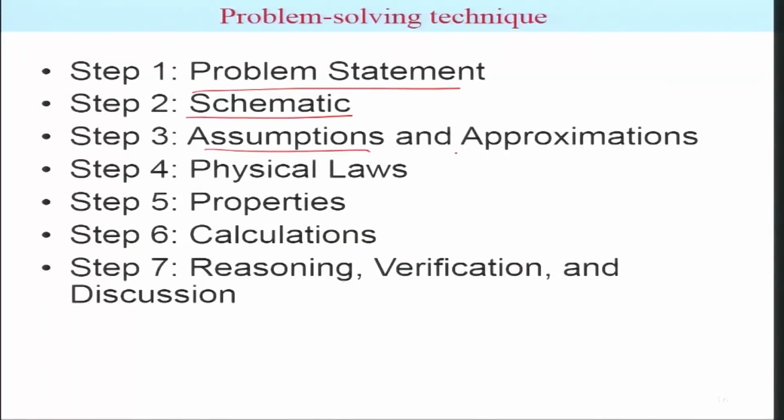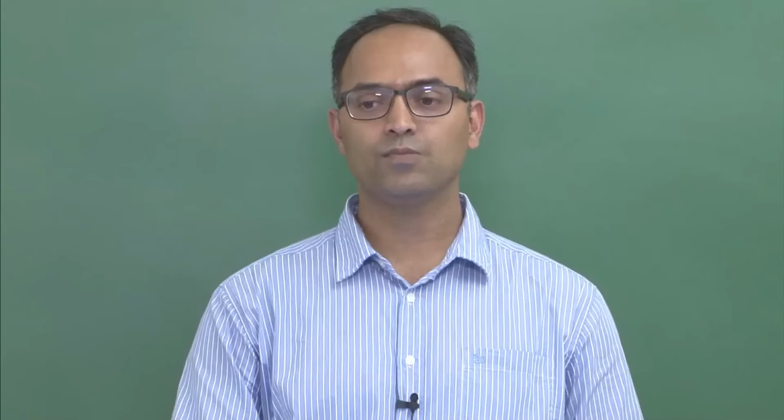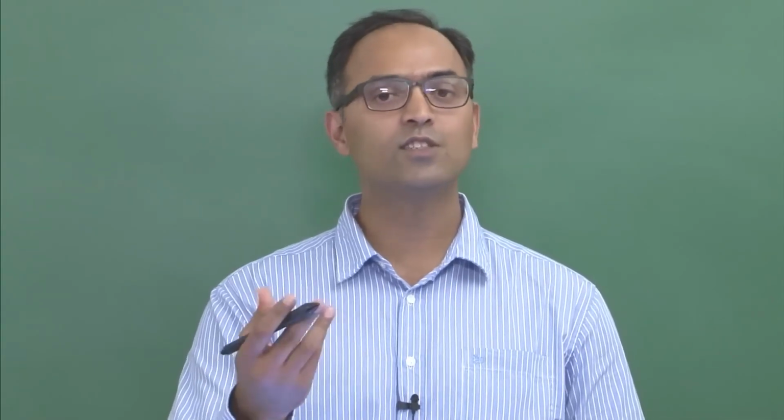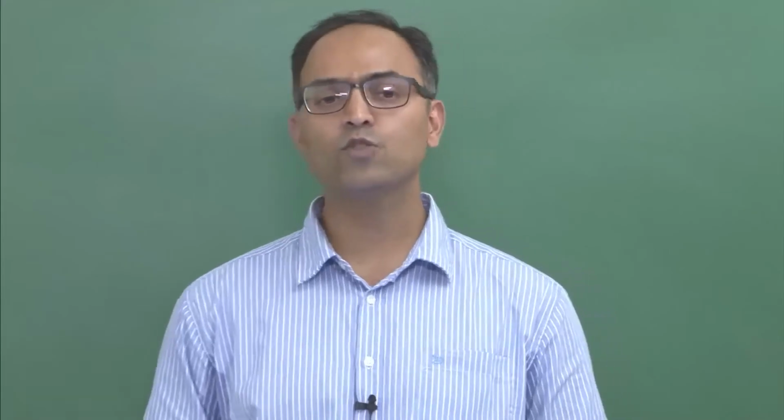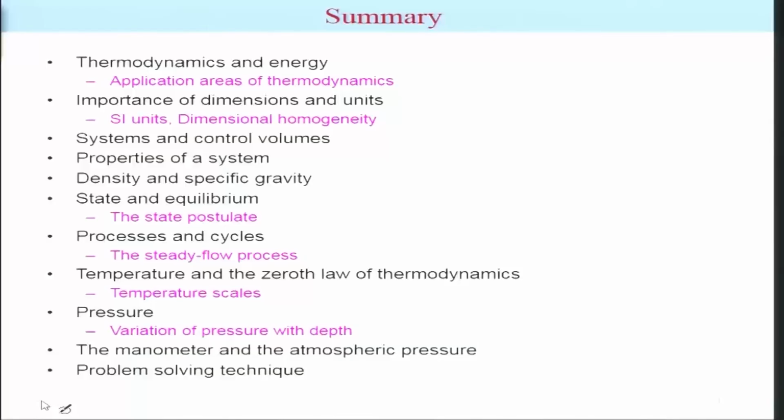We'll start with the assumptions and approximations, just like in the previous example, where we assumed that the density of the air is smaller than that of the mercury. Then we apply the laws, use the properties, calculate whatever values you are asked for, and provide the reasoning and discussion. This is a format which will allow you to solve any problem more efficiently and illustratively. With this, I think we end this lecture. I'll go through this summary again when I start the next lecture.